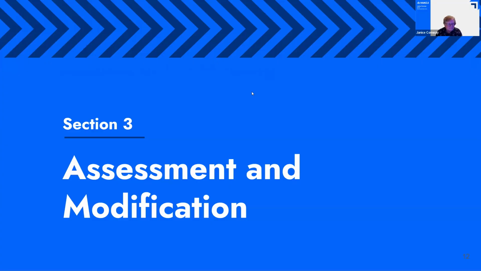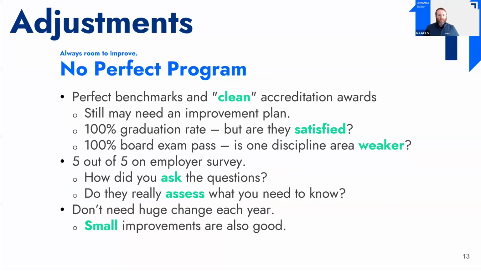Really important. So now that we've talked about gathering the information and gathering the data and all of the potential flexibility you have in gathering all of it, let's talk about assessment modification. I think another thing that there seems to be a little bit of confusion on is a perception that if you are a clean program, meaning you have perfect benchmarks, you have an outstanding maximum accreditation award, you don't need to modify and change. So that is a misconception.